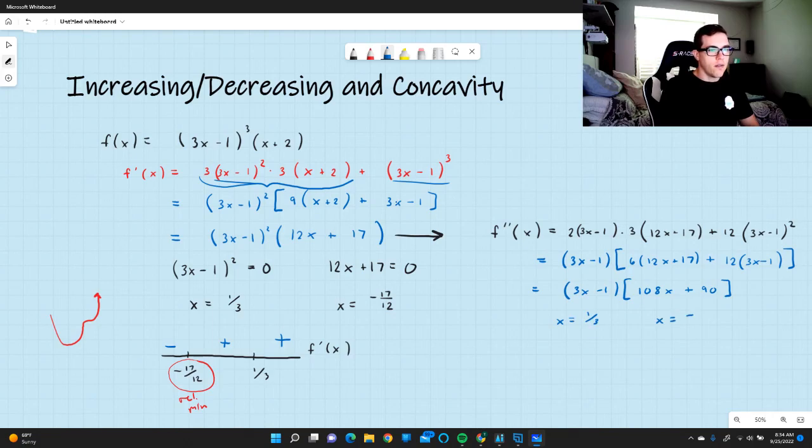And negative 90 over 108. That's exciting. And then same deal. You make your number line, and this is where you find the intervals where the function is concave up or concave down. So negative 90 over 108 and 1/3. Let's plug in 0. We get a positive times a negative, which is negative.